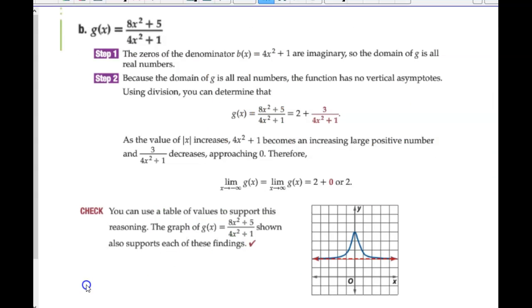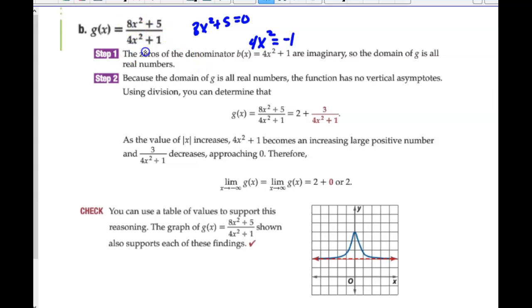This is a really weird one I just wanted to cover real fast. Guys, 4x squared plus 1, can that ever equal 0? Not with real numbers, right? Well, think about it. 4x squared equals -1. Divide and square root, you get imaginary numbers. Same thing with the top. 8x squared plus 5 equals 0. You'd get imaginary numbers. So it has no x or y intercepts or vertical asymptotes.